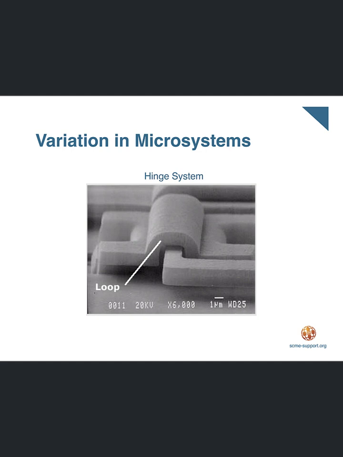A microsystems example is this hinge system. The height of the loop and the hinge is approximately 1 micrometer. The hinge must be free to rotate within the loop. Can you see the importance of variability reduction or even elimination in the fabrication of this device? Variation would need to be absolutely minimized and controlled during the process in order for the hinge to be able to rotate within the loop.